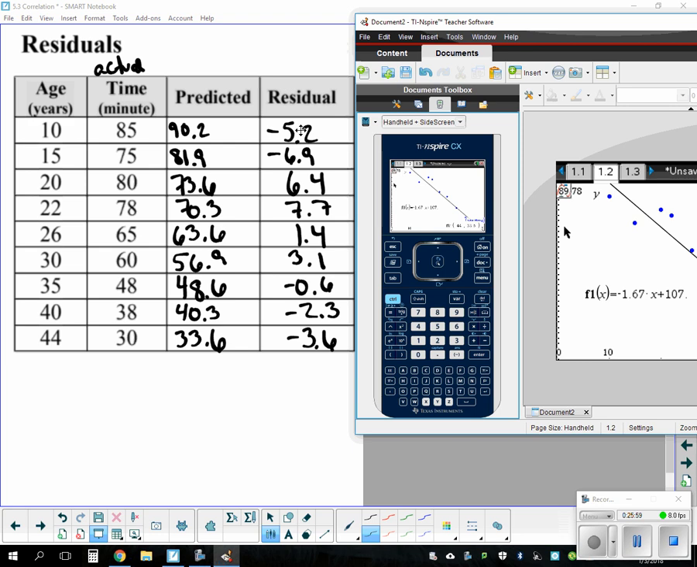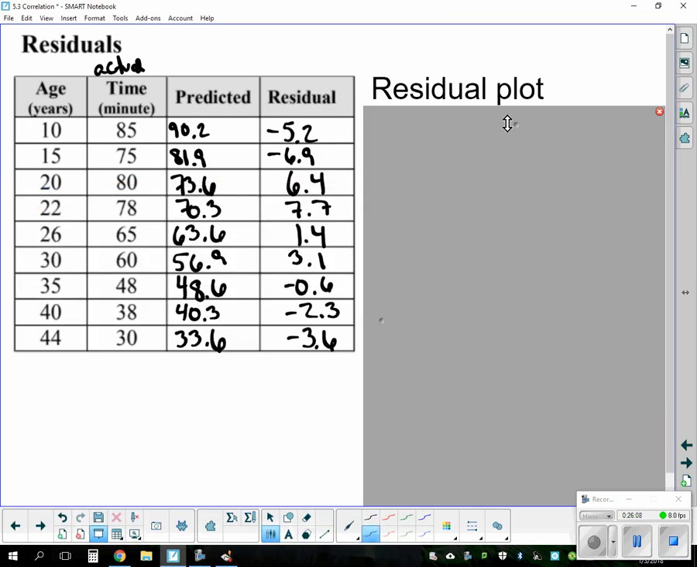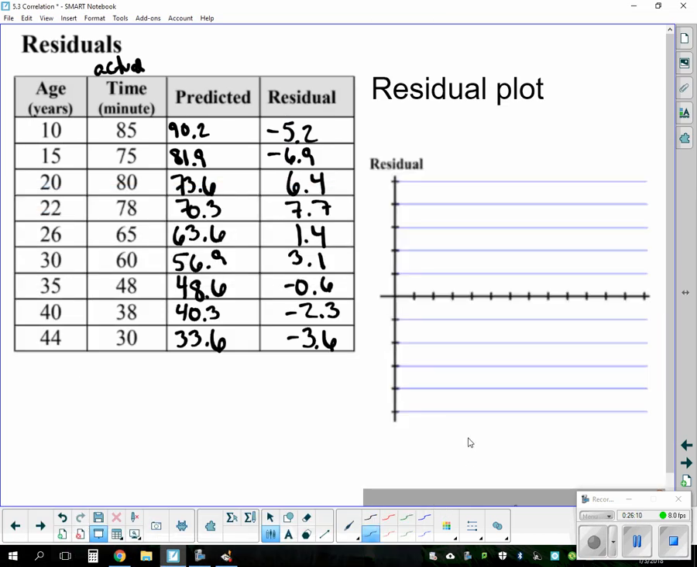So if it's a negative value, that just means your data is below where it's supposed to be, and if it's positive, then it's above where it's supposed to be. Okay, the next thing we want to do is plot these. And this is really where you're going to get information. The residual plot is used to determine if a linear model is best.